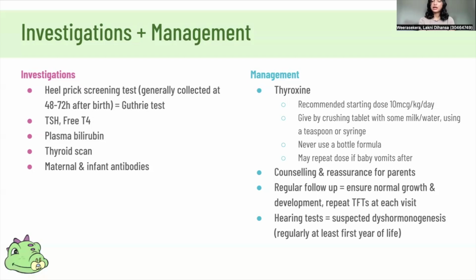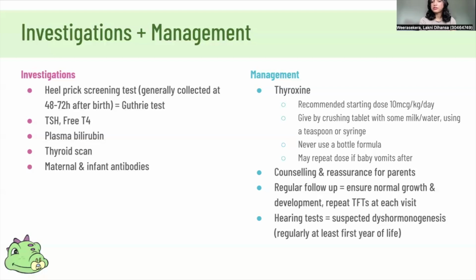Management is pretty similar to adults, so you start with thyroxine. The recommended starting dose is 10 micrograms per kilogram per day. And important that you give this tablet by crushing it and mixing it with some milk and water and using a teaspoon or a syringe to make it easier to digest for the kids. And don't put it in the bottle full. And also, if the baby vomits after having the medication, you might repeat the dose.